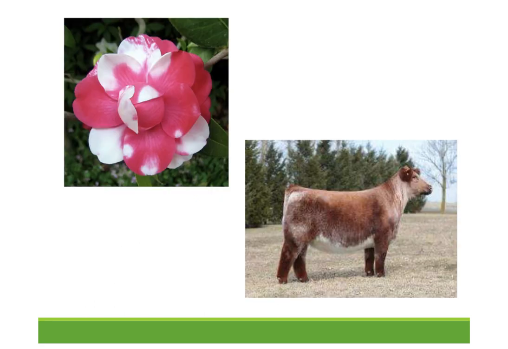Here are just two pictures of what codominance could look like. One parent would be a red flower, the other parent a white flower. The offspring has both red and white, each of them kind of taking up their own space on the flower. And then this would be an example of a brown and a white coated parent putting together an offspring that has both of those hair colors present on the body, giving this sort of red roan appearance.